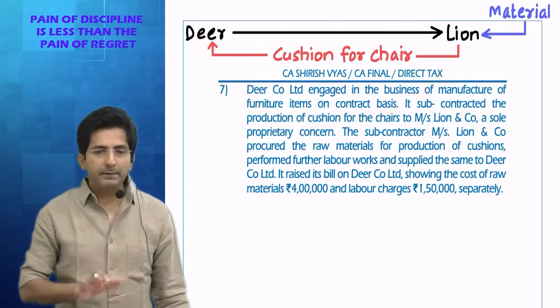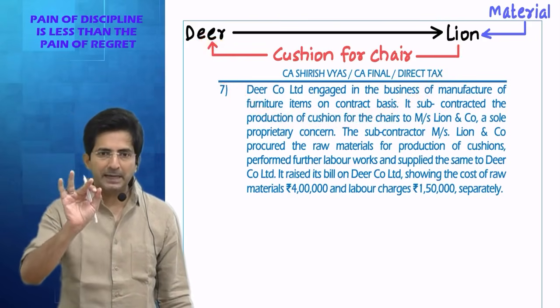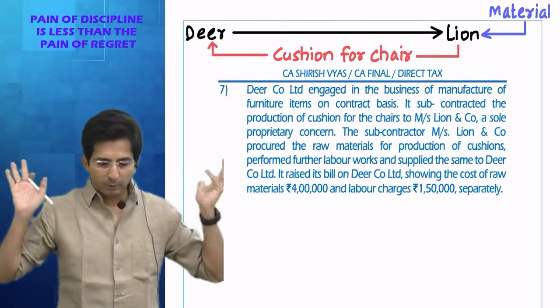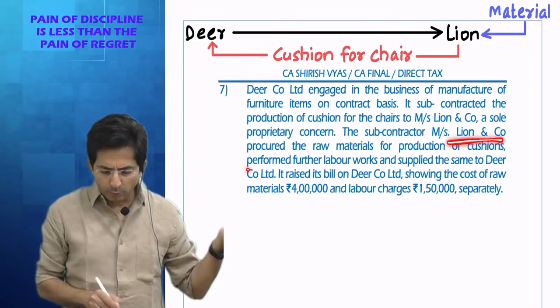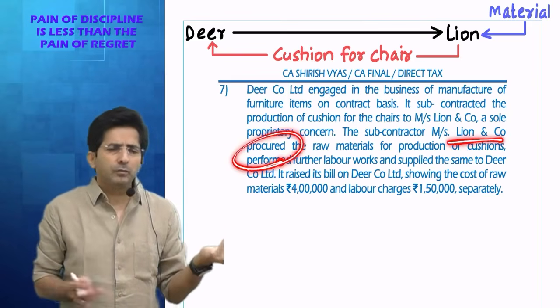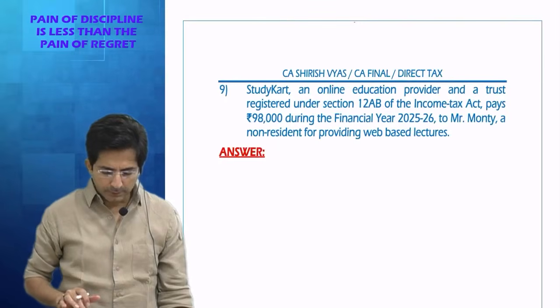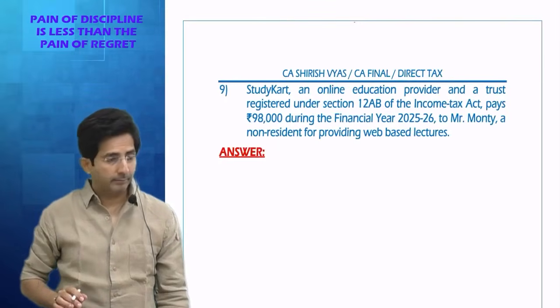Okay, but anyway, this was an extra discussion. As per ICAI, they have given the answer straight: TDS not applicable. Because their assumption is, Lion has procured the material from where? We'll assume procured from the outside world. This was question 7. Then question number 9.